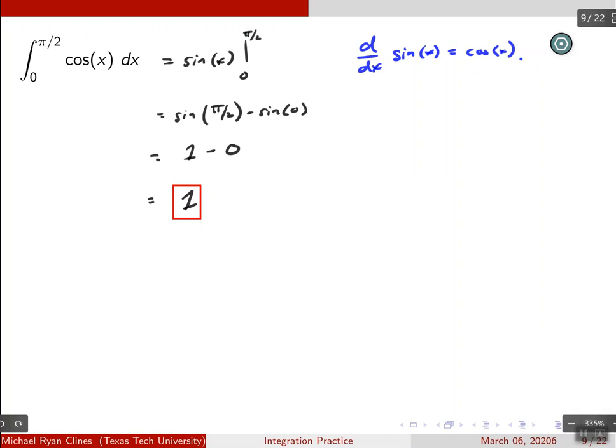Quick recap. Integrate from 0 to pi over 2 of cosine of x. Recognize sine of x is the antiderivative of cosine of x. And then do the fundamental theorem of calculus at 0 and pi over 2. Calculate this difference. And we get our answer is equal to 1. So that's it for that example, and let's move on to another one.